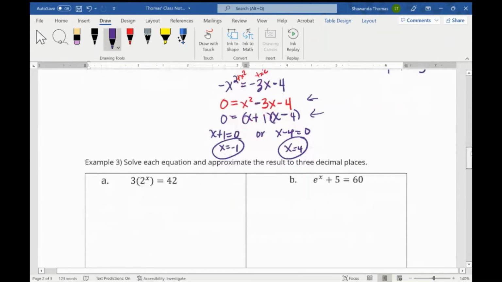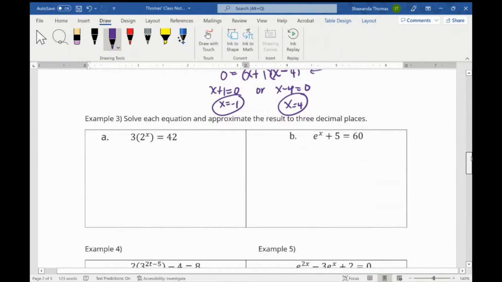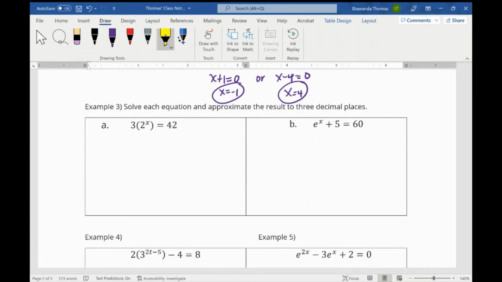We're going to move on to example 3. Solve each equation and approximate. Okay, so this one is saying approximate the result to 3 decimal places. So we're not going to leave the answer in this normal form. We actually have to round the answer.